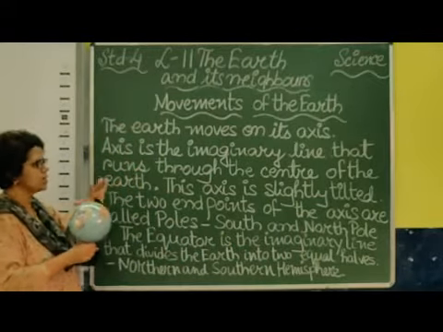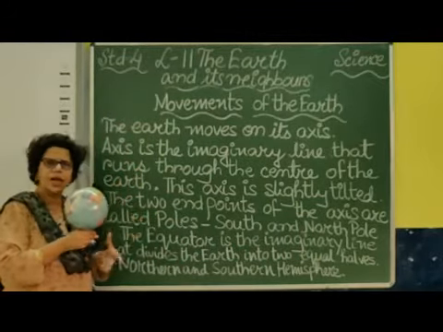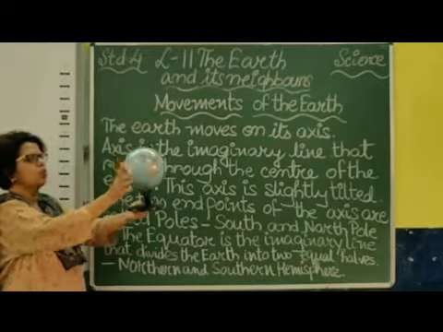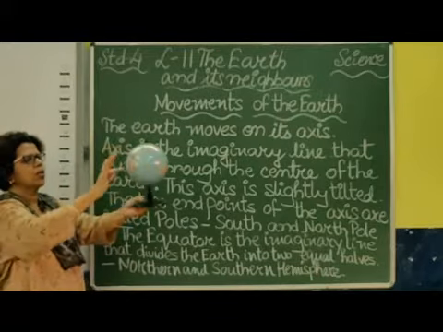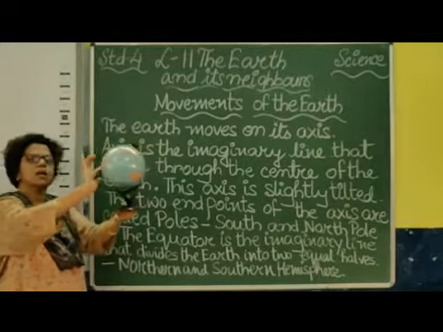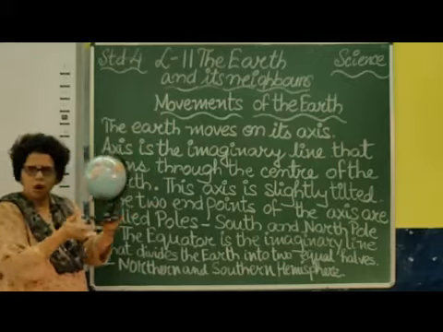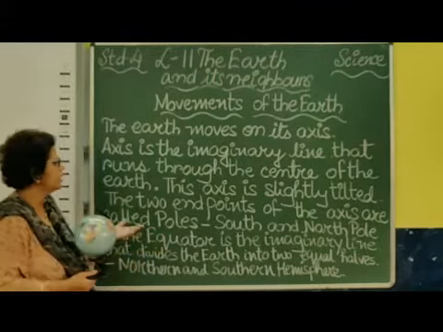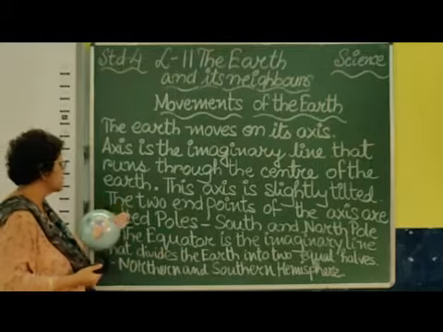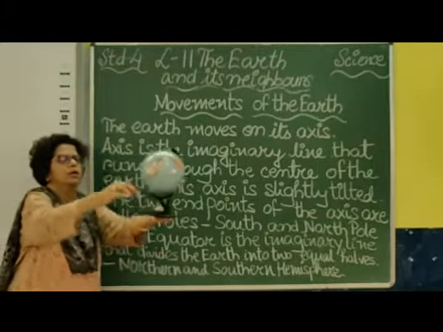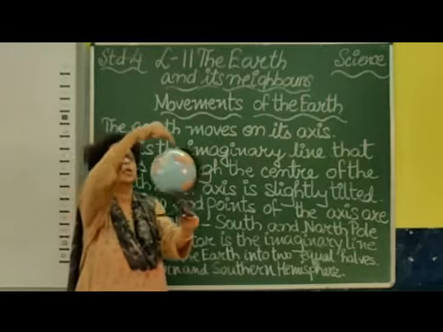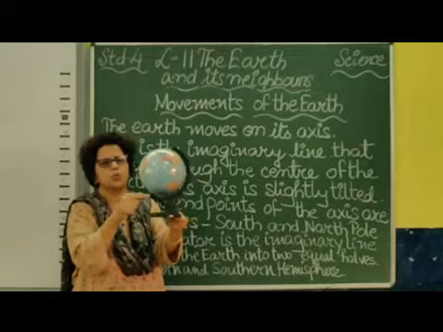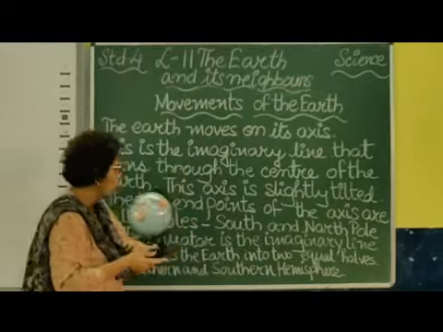The earth moves on its axis. Axis is an imaginary line on which the earth spins, as I have shown you. The globe is exactly the model of it. You can see the axis, and the earth is a little tilted. It is tilted towards the north, okay, and it is tilted at 23.5 degrees. The two end points of the earth are called poles. The upper one, the northern one, is called the North Pole. The lower one, just opposite of north, is called the South Pole.